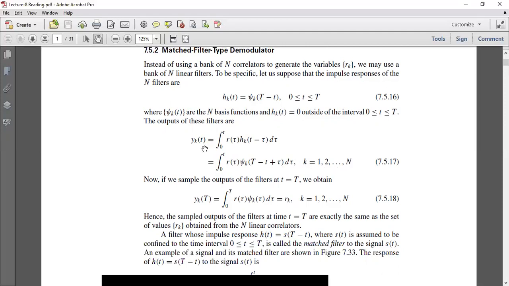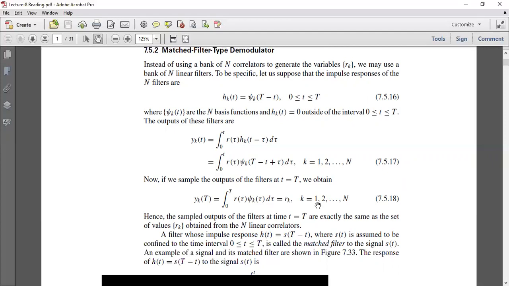The next step is to sample this signal. This is the output of the filters, y k. The next step is to sample it at t equal to T. So the above expression 7.5.17 will become r of tau, phi k of tau. Since t is equal to T, these two cancel, and we are left with only tau. In compact notation, we denote it by r k.